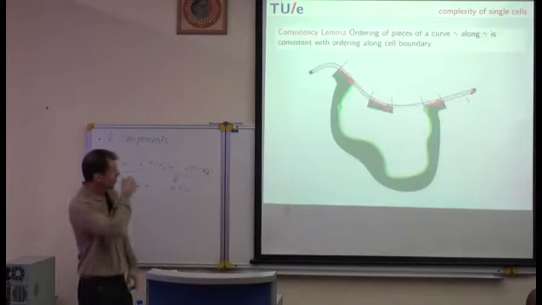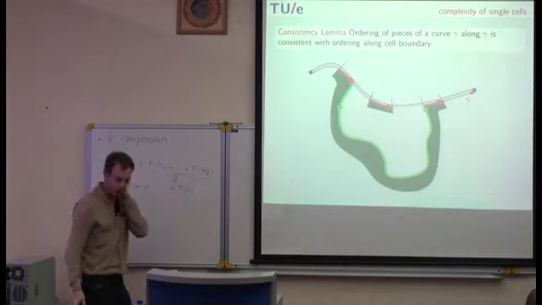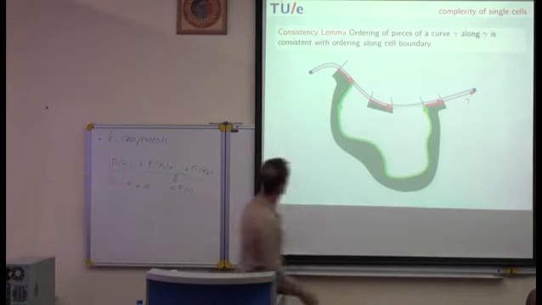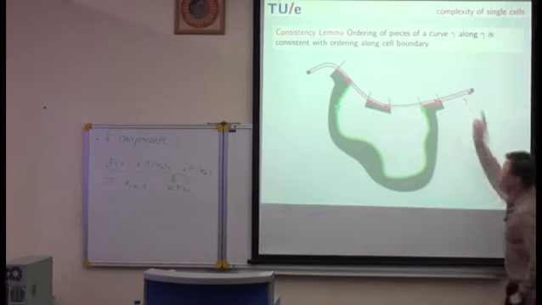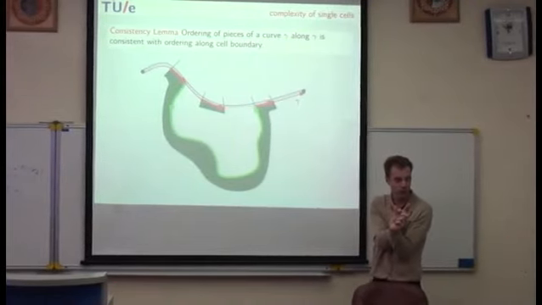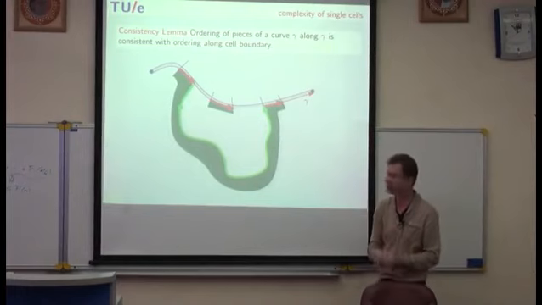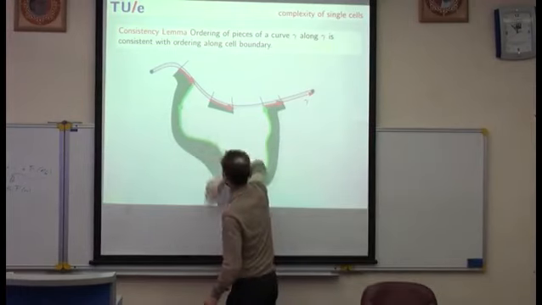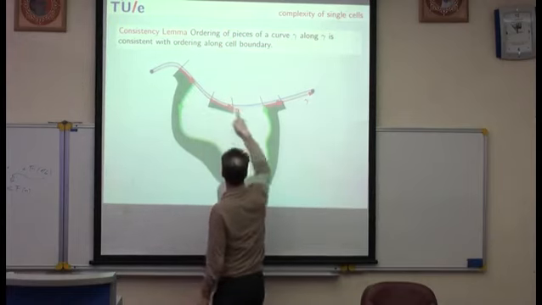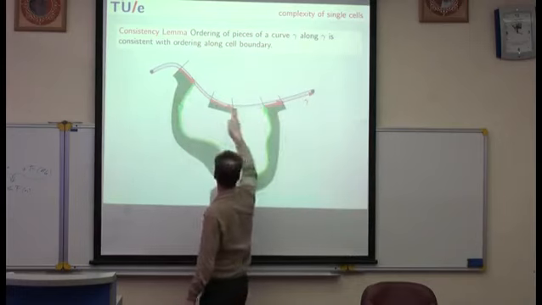Okay, so the first thing that we will need to prove is what is called the consistency lemma. And that's the following. So look at one curve. Let's say this red one, gamma. Look at all the pieces of the curve that are an edge of the face that you're looking at. The green thing is the face. So here I'm on the boundary, and then here and then here, and look at them in order. Okay, so first this one, then this one, then this one.